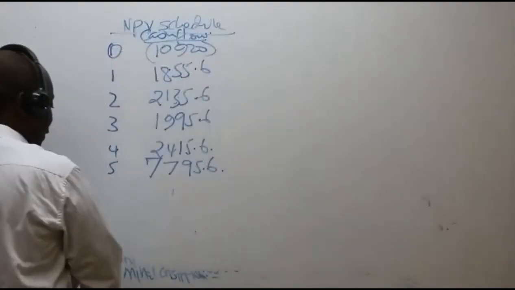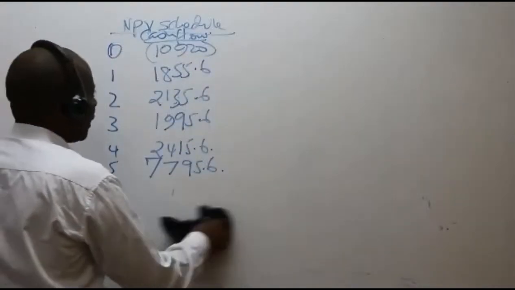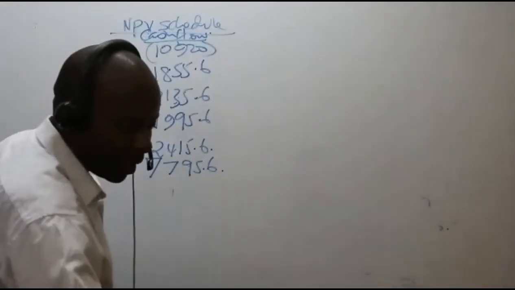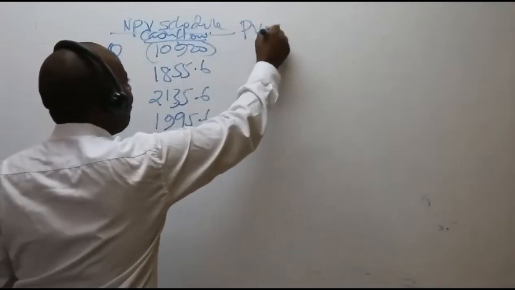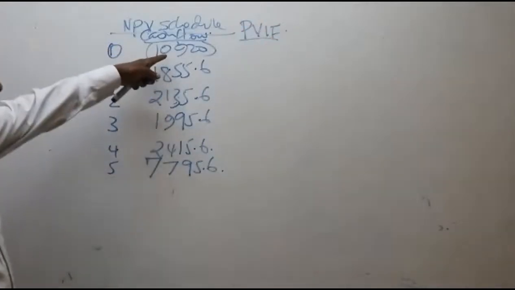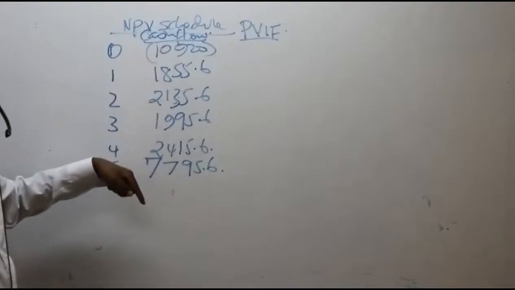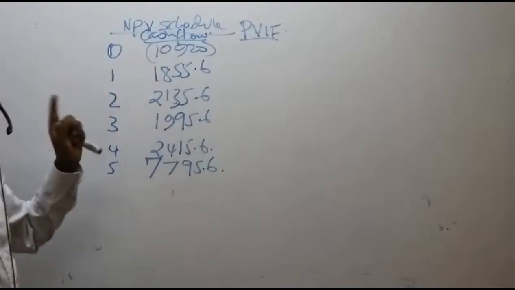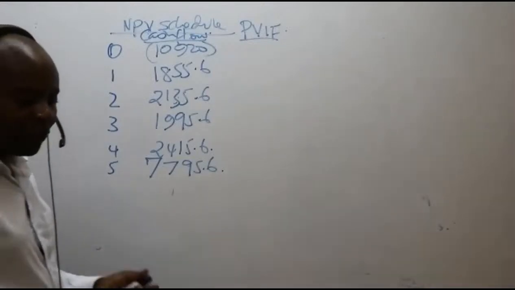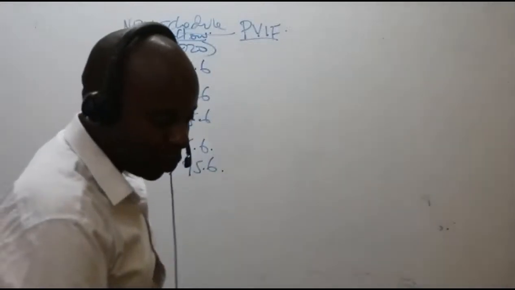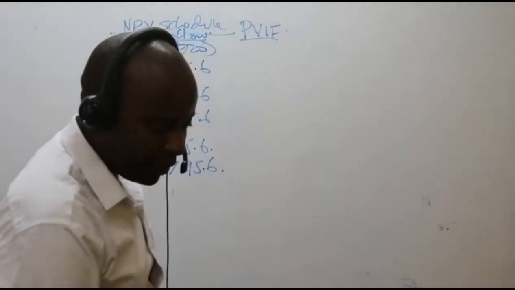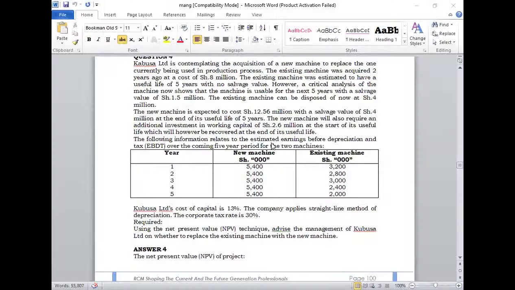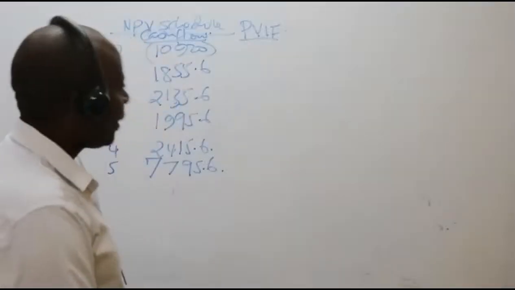Now, ladies and gentlemen, after that, what do we do? Come right away here and discount. We are discounting this using the PVIF, because you can see these cash flows are irregular. So we're going to use the present value interest factor, the PVIF. For the PVIF, the cost of capital is 13%.